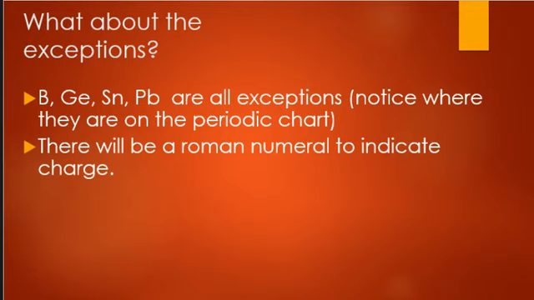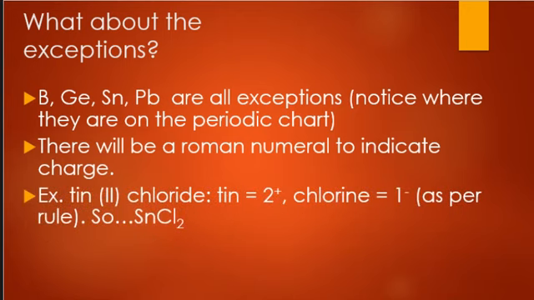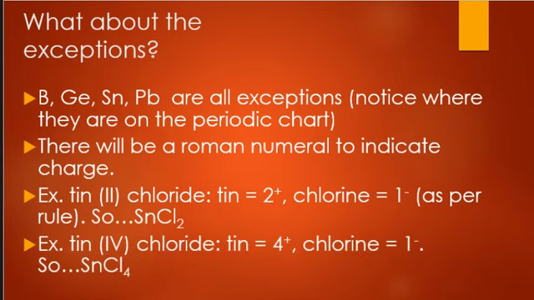The deal is they can do one or the other. It depends on the situation, on their circumstance. So for instance, if I have tin(II) chloride, guess what that's telling me? That's telling me that tin is plus 2. Chloride we already know is minus 1 because of the rule. So it's SnCl2.